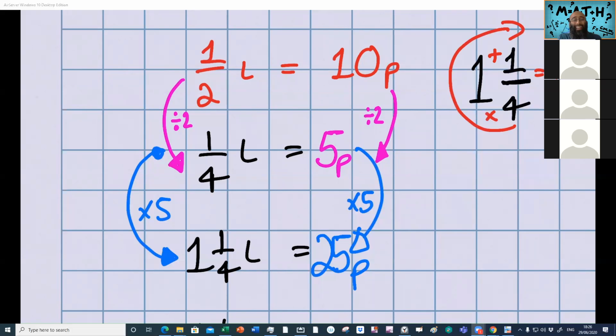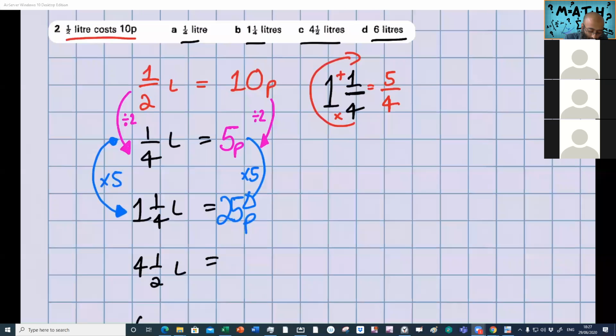1 1/4 is in the quarter times table. So you have a quarter, 2 quarters, which is a half, 3 quarters, 4 quarters, which is 1, and then 5 quarters, which is 1 1/4. So it's in the quarter times table. It's a multiple of a quarter.